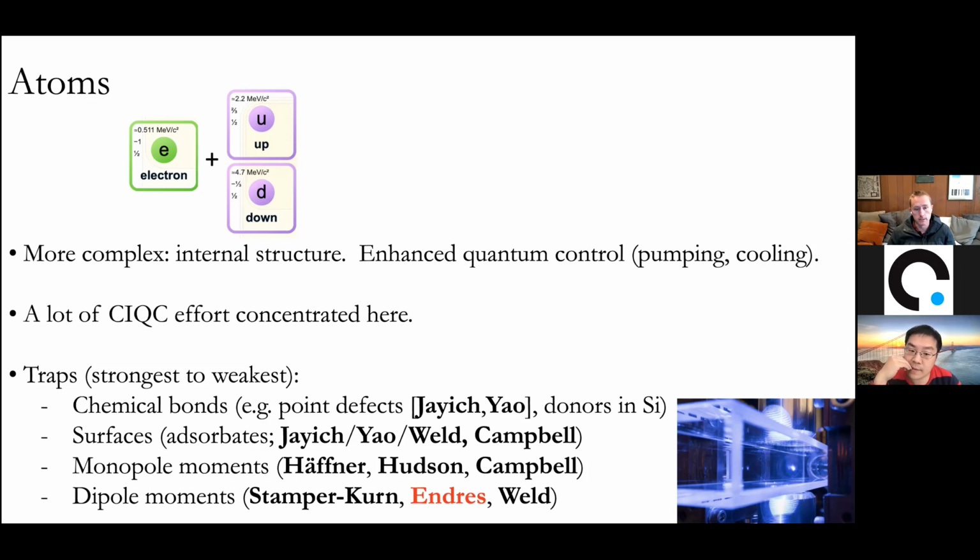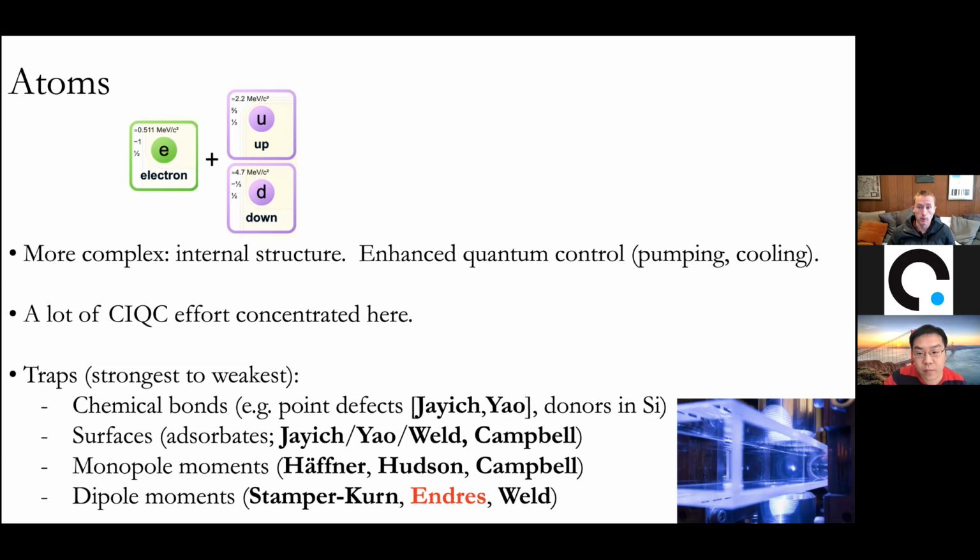Then you can trap things using their monopole moments. I'm referring to ion trapping there. Atoms, you take away an electron, or I suppose you could add an electron, create an ion, and use that as a handle to hold on to it. And Hartmut and Eric and Wes all do beautiful work in this area, and we'll presumably talk about that at a near future CIQC colloquium.